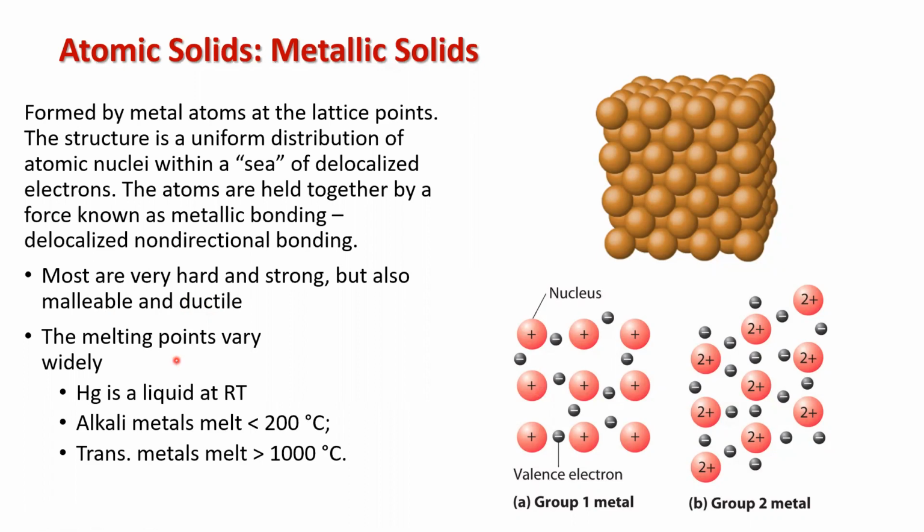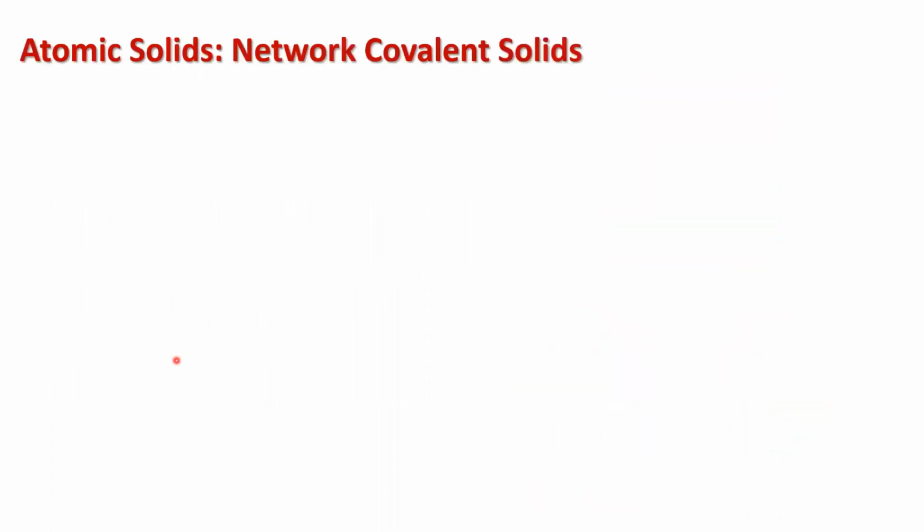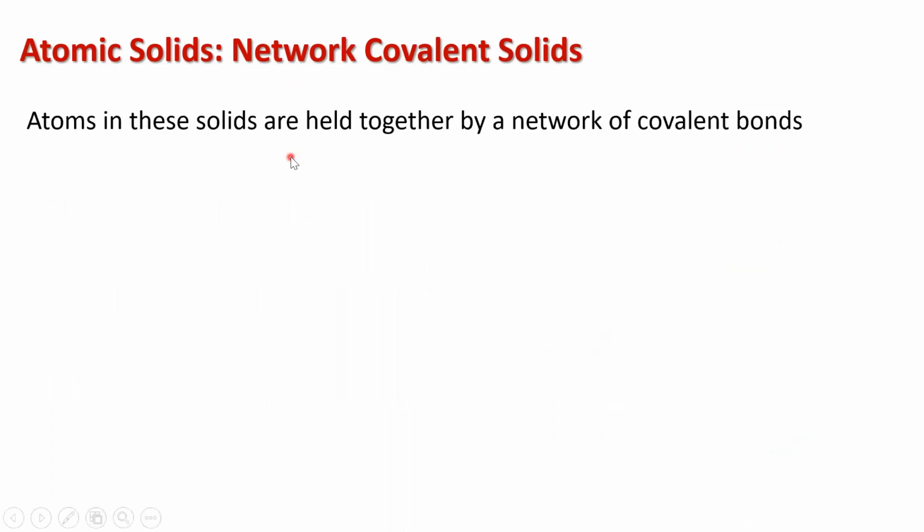Some of them are higher, some of them are lower, depending on the type of atom and the attraction of those ions to the electrons. The second type of atomic solid are network covalent solids. So when we look at these, we're going to have atoms at our lattice points. The atoms this time aren't going to be metals, but they'll be non-metals, something over on the right-hand side of the periodic table. And they're held together by networks of covalent bonds.